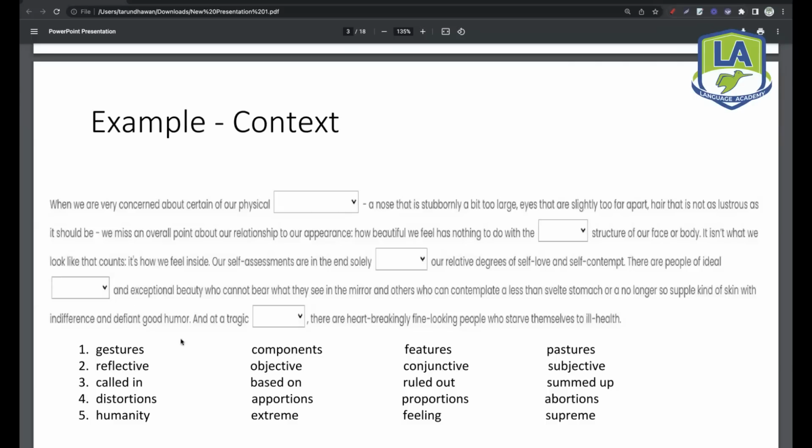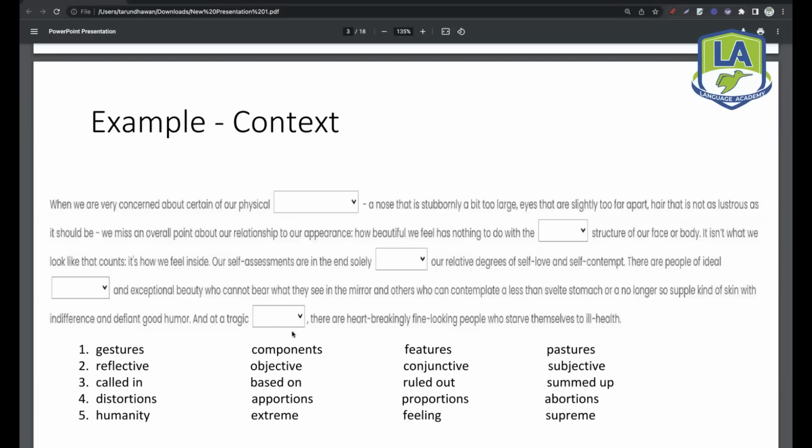So for example, in this sentence, they say there are people of dash, which means we need a word for human beings. So we have distortions, apportions, proportions, and abortions. Have you heard of a human being having distortions, a human being having apportions? But we do have proportions, because the topic is about physical features. The very first sentence talked about the nose being large, eyes being far apart. So the hair is not of this quality or that quality, meaning you were talking about the proportions of how we look. And abortions obviously is a common word which goes into the medical context.